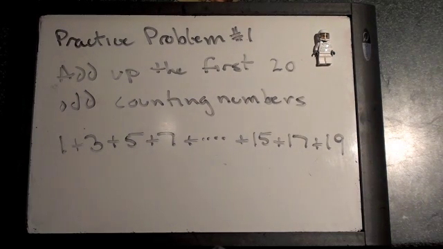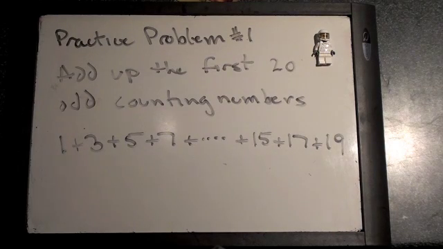Well, I do know the numbers up to 10, even and odd. So that won't help. But I do know that 1 plus 3 is 4, 5 plus 7 is 12. Okay. So 4 and 12 is 16. All right, so that's just adding them all together.